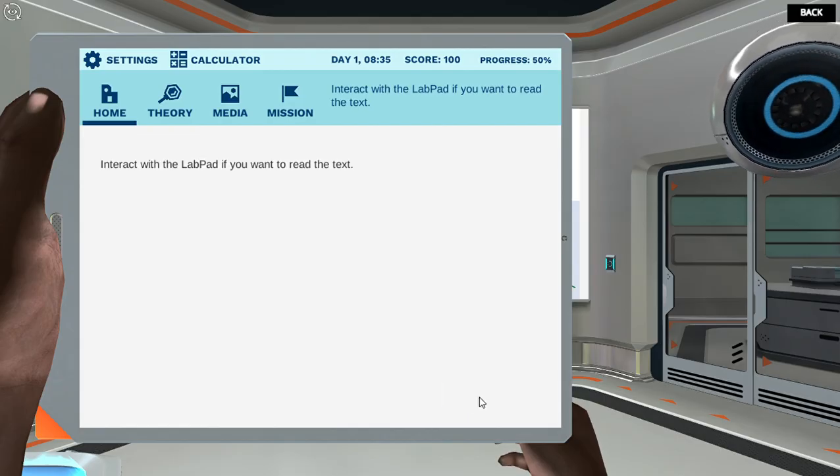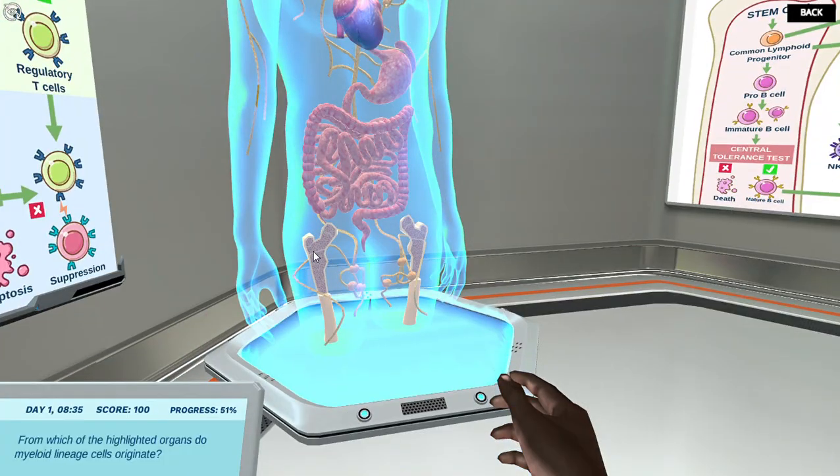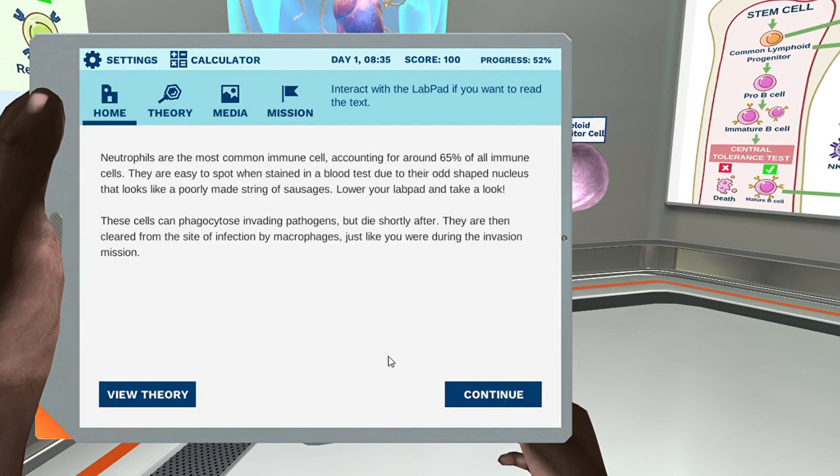Now let's look at the myeloid. From which of the highlighted organs do myeloid lineage cells originate? That one was too easy. You know where the stem cells live now for sure. Myeloid lineage cells come from the bone marrow. Neutrophils are the most common immune cell, accounting for around 65% of all immune cells.